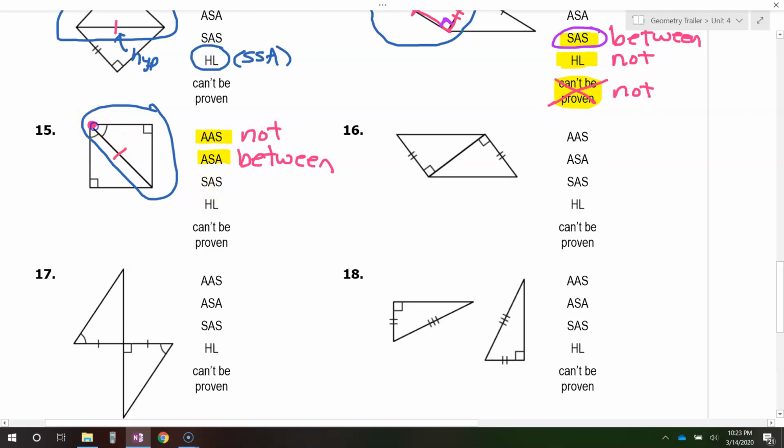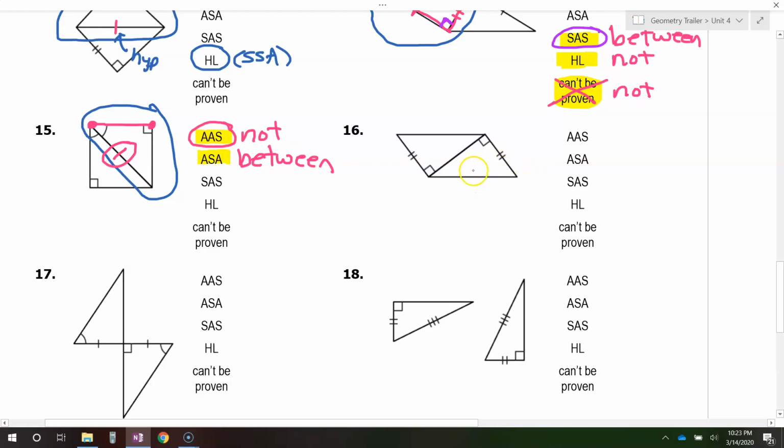Well, I have one angle here, I have one angle here. This is the side that is between them. But that is not the side that is marked. So since the side is not between the angles, then it will be angle, angle, side.